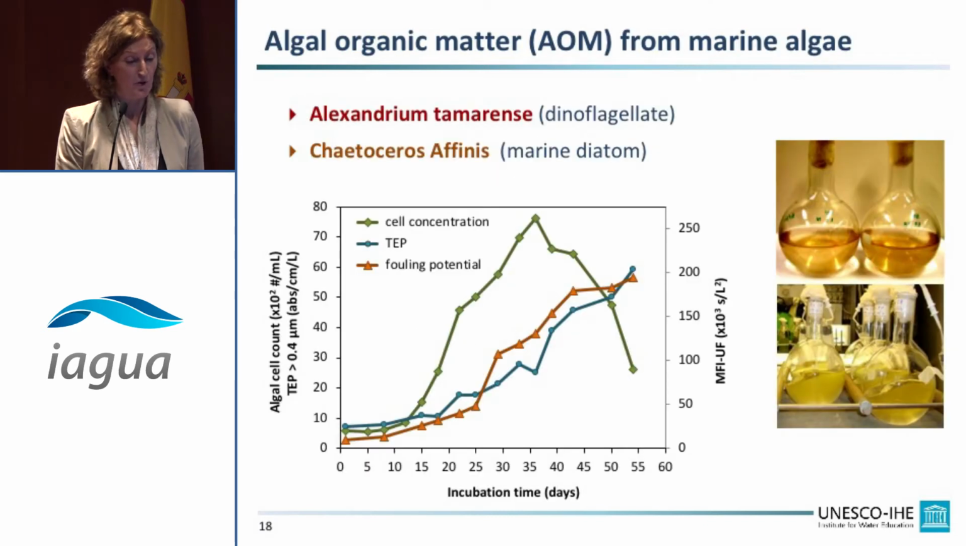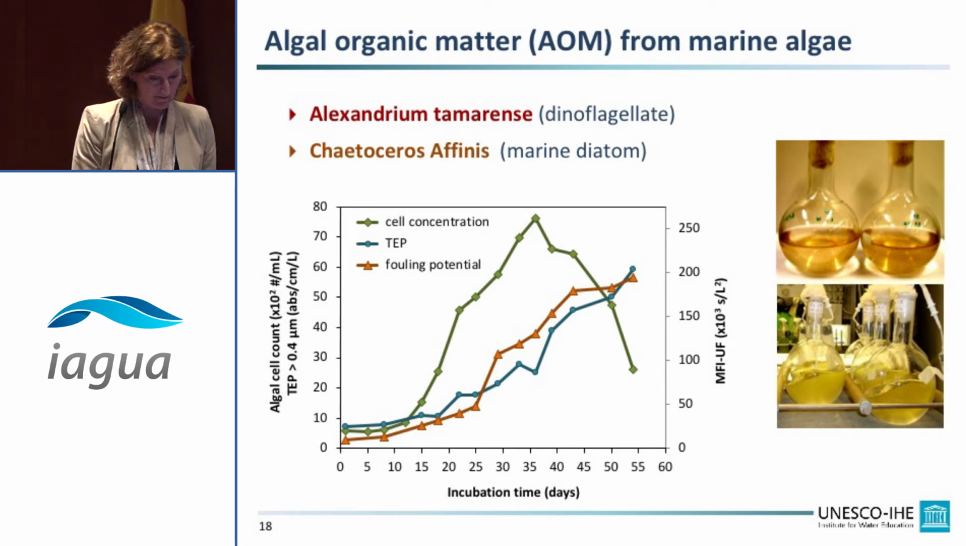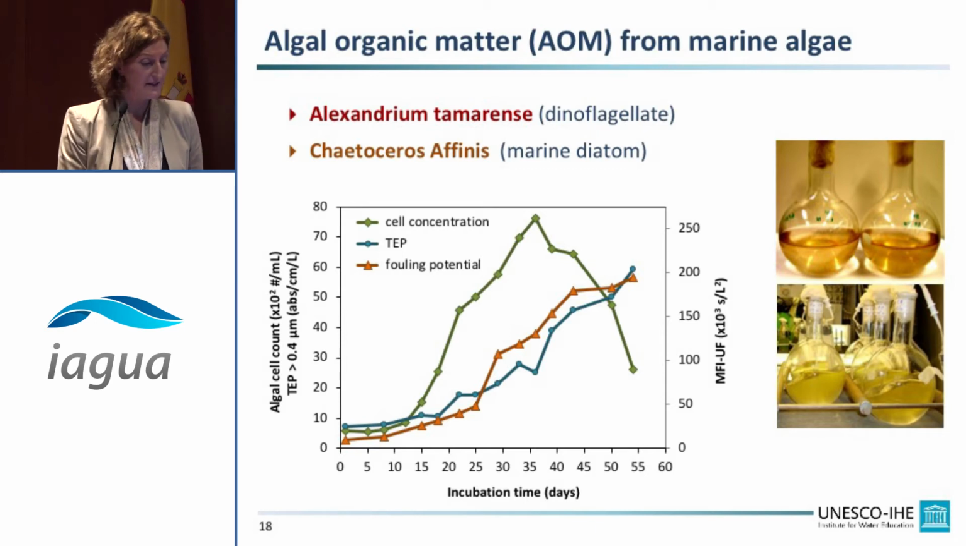Now, here we have grown in the laboratory 2 different types of algae. So the red-tide dinoflagellate and the Chaetoceros affinis, which is a marine diatom. In this picture, you can see here the green line. At the start of the experiment, I have on the y-axis the algal cell count and the TEP concentration, and on the x-axis the incubation time for the algae, and on the other y-axis I have the MFI-UF, which is a fouling index for that type of algae.